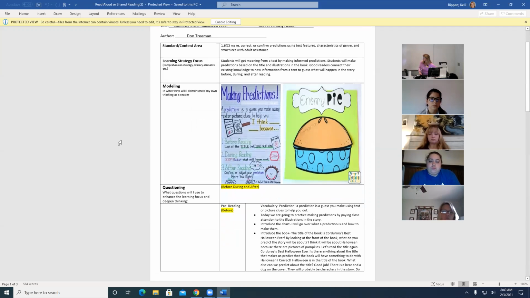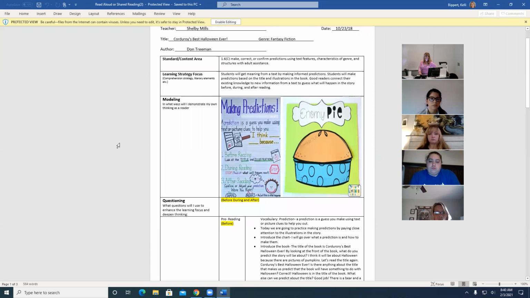Notice what they did. It's a lot longer, but that's because they typed into it, right? This particular student has 2 anchor charts, and that's fine. Her content area is shown. Fantasy fiction is the genre. She was specific. And the name of the person is Shelby. What do you know? There's the TEAC 1.6C, and she wrote it out. And then the actual learning strategy that's related to that TEAC.